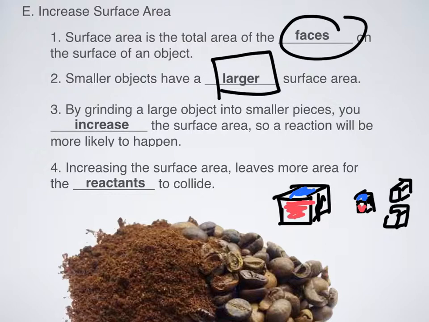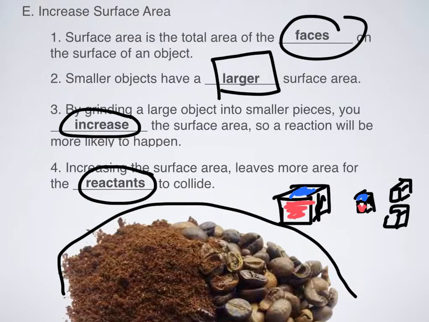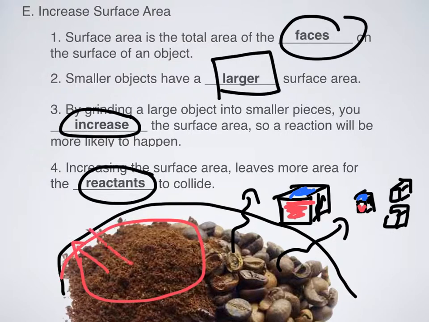So when you grind something into pieces, you have increased its surface area. And by increasing the surface area, the reaction is much more likely to happen. It leaves more area for the reactants to collide, and that's important. So right here we have coffee beans versus ground up coffee. That's the reason why we don't make coffee with just whole beans, because it would take a really long time for all that coffee flavor to get extracted. But if you grind it into little tiny pieces, you have many more opportunities for those faces to come into contact with water, and so it becomes a much more potent flavor much more quickly.